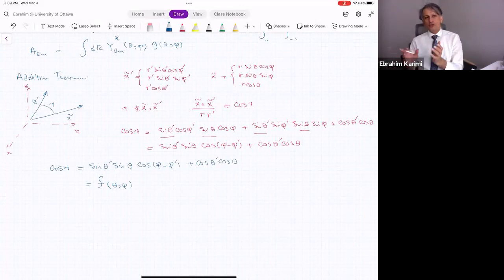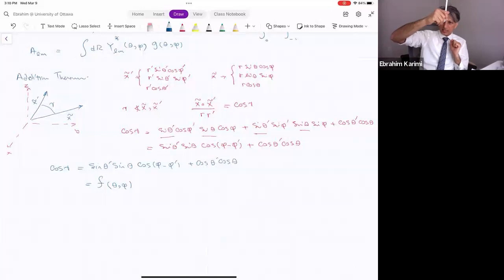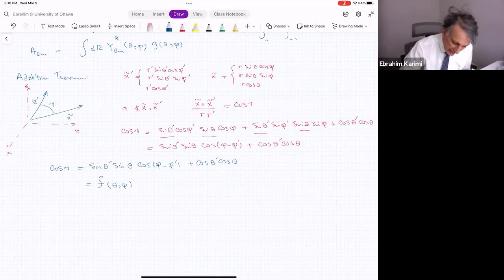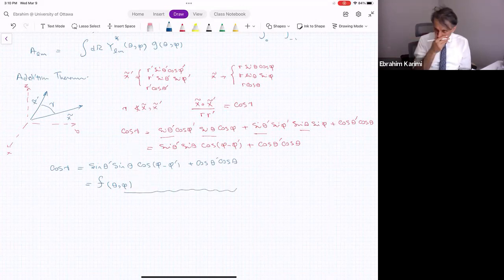For example, you can do a rotation, and you can keep the x prime exactly along the z direction. If you move the coordinate such that x prime is along the z direction, then gamma is essentially that theta angle that you are looking for, okay? So for us, theta prime and phi prime are just parameters. So indeed, this expression is a function of theta and phi.